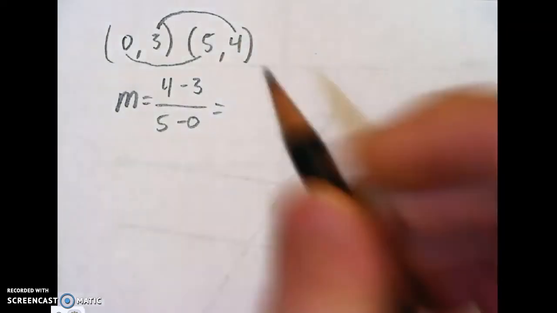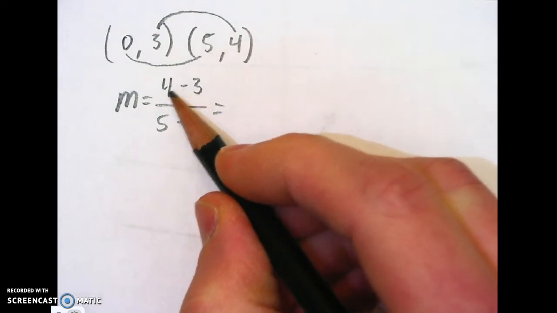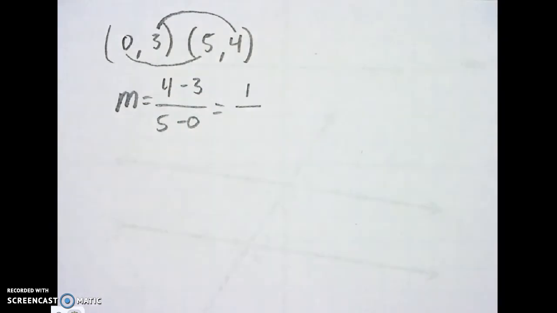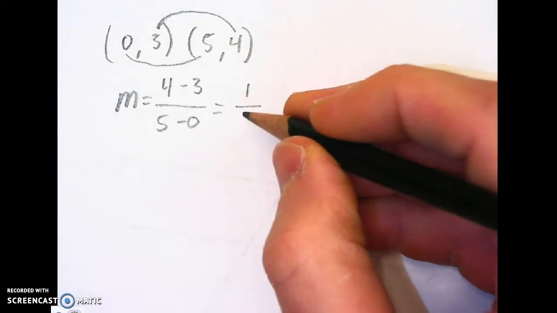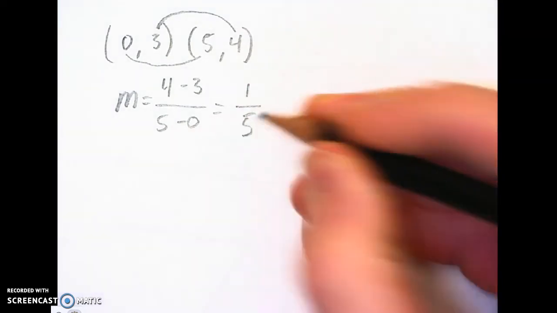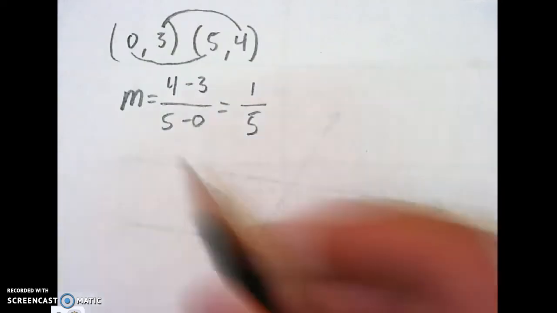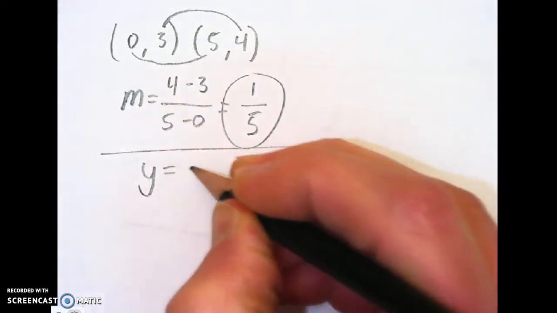We get 4 minus 3 is 1, and 5 minus 0 is 5, so the slope is 1/5. Everyone doing okay there? Okay. Next step you've got to do is plug your slope into y equals mx plus b.